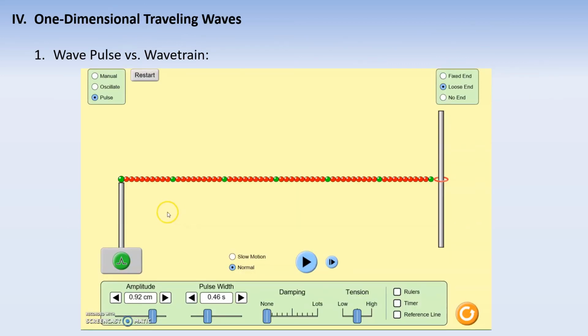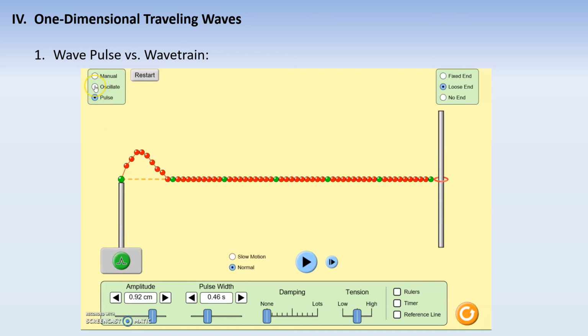So we'll take a look at this wave simulator to see the difference between a wave pulse and a wave train. Starting out with the wave pulse, a wave pulse is what is created when there is a single disturbance to the medium. So as you see here, when this oscillator moves up and down one time, it creates a wave pulse which travels down the medium.